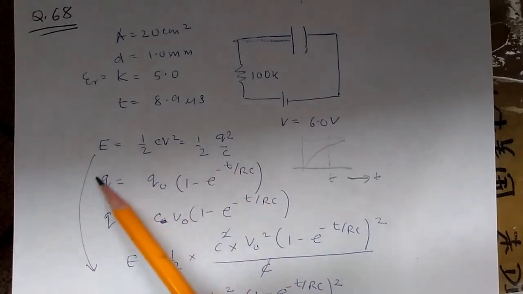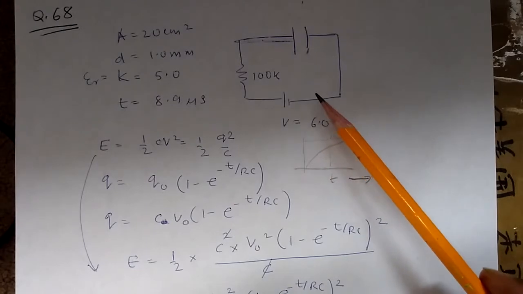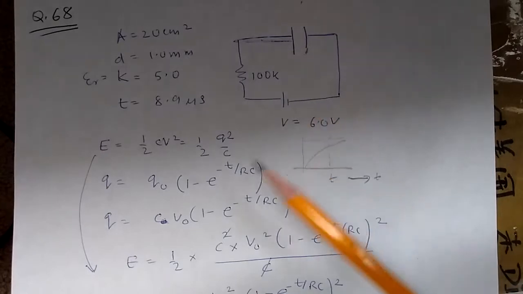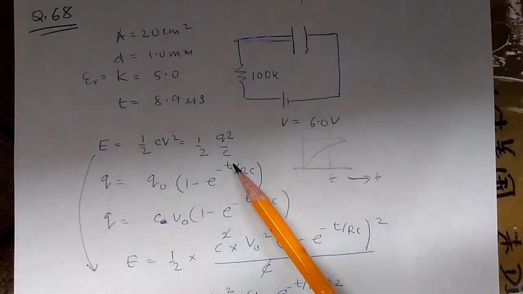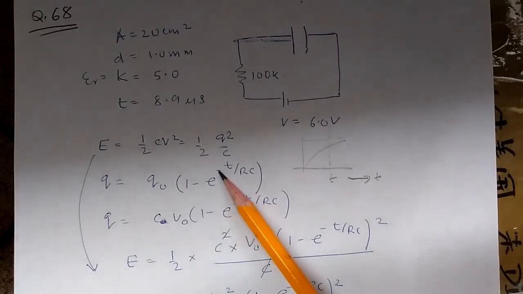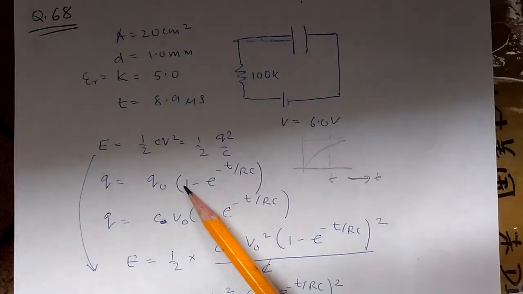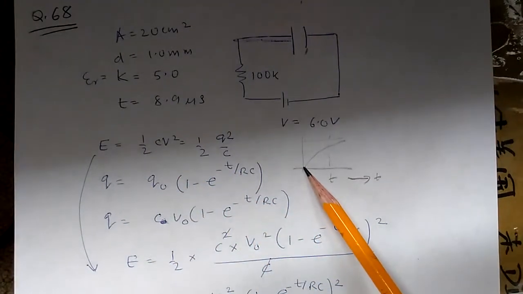If you do not memorize this formula, you can either quickly derive it on the spot, or at least verify if the formula is correct. You can verify it by putting t equal to 0 and t equal to infinity. When you put t equal to 0, this is e to the power of minus 0, which is 1 upon e to the power 0. E to the power 0 is 1, so 1 upon 1 is 1, 1 minus 1 is 0. So Q becomes equal to 0 at t equal to 0.